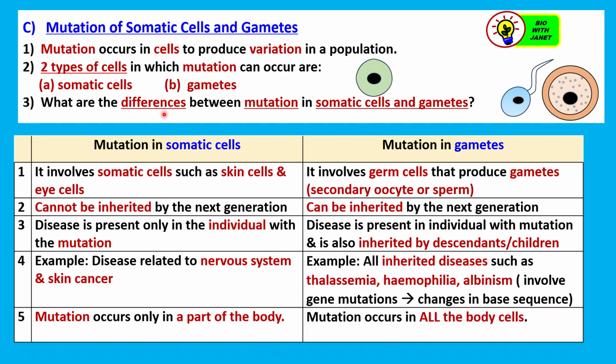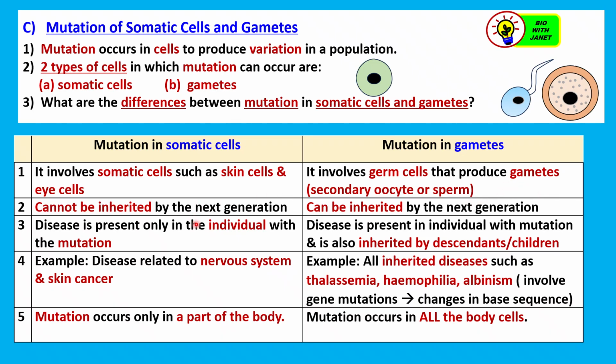Okay, so what are the differences between mutation in somatic cells and gametes? This can be asked as an essay question, or as a structured question. Now, mutation in somatic cells involves somatic cells such as skin cells, eye cells, and brain cells or nerve cells, and other types of cells like the white blood cells and so forth. So mutation in gametes involves germ cells that will produce the gametes, such as the secondary oocyte and the sperm. So it occurs in the reproductive organs.